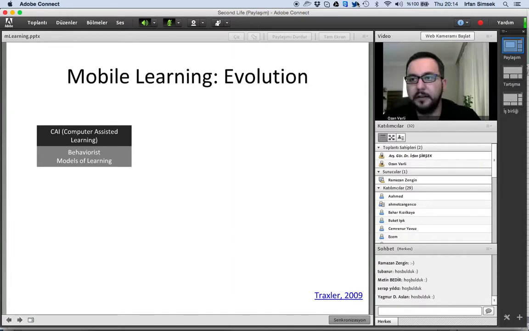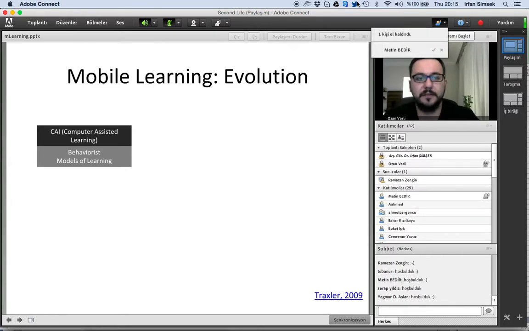Starting with early behaviorist models of learning in the 1950s, with the first mainframe computers, we first started with the concept of computer-assisted learning. We call them computers, but they were roomful devices, big devices that you would never think have evolved to these small machines right in front of us. So the idea was to form habits, habit formation, stimulus response, making people gain a specific activity.